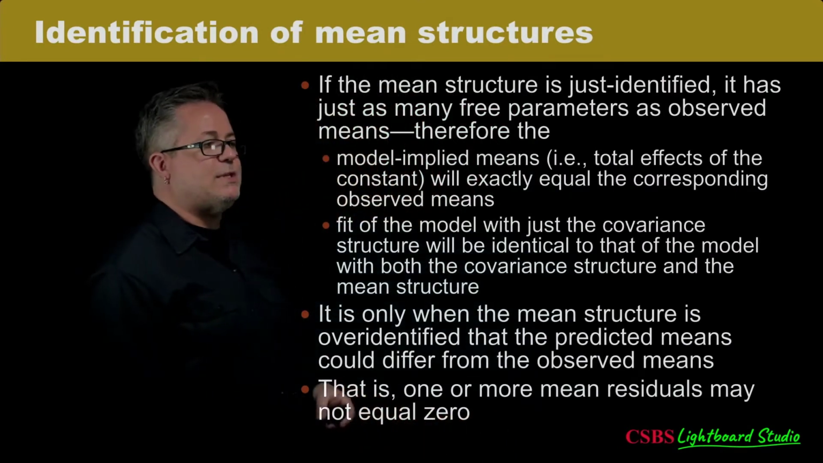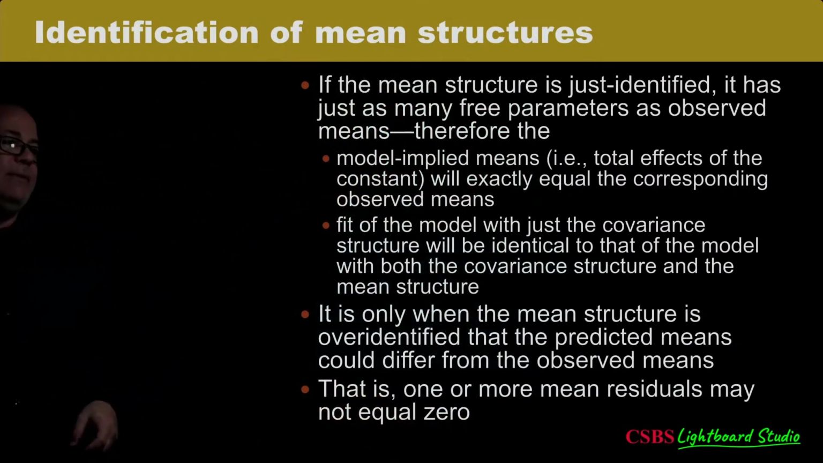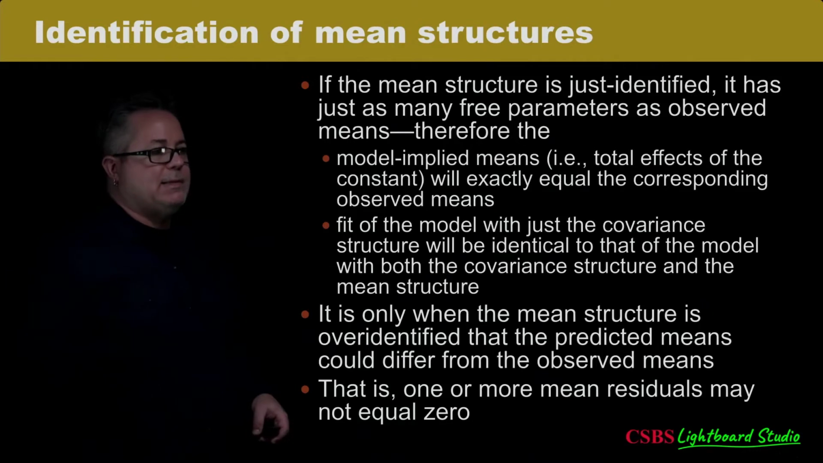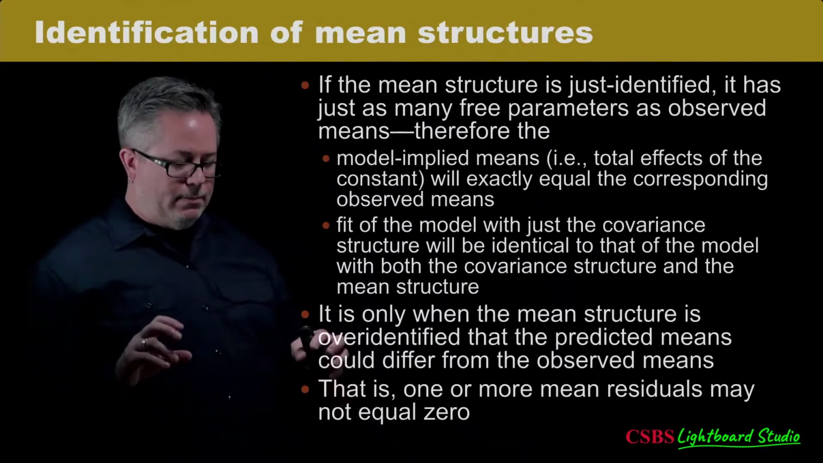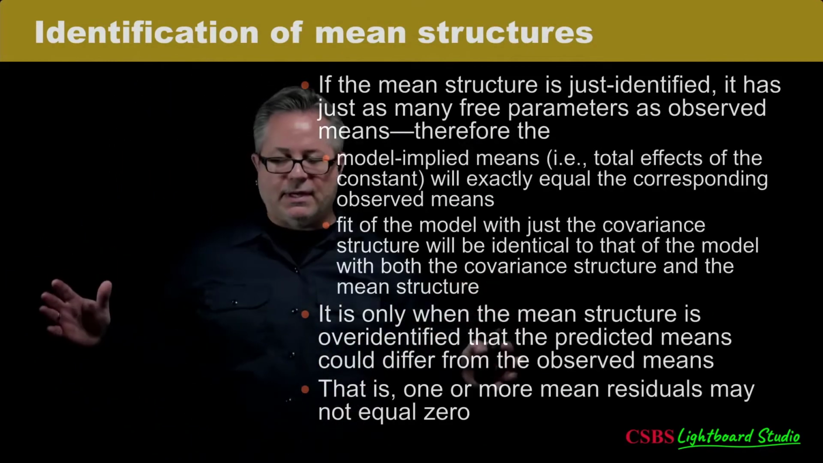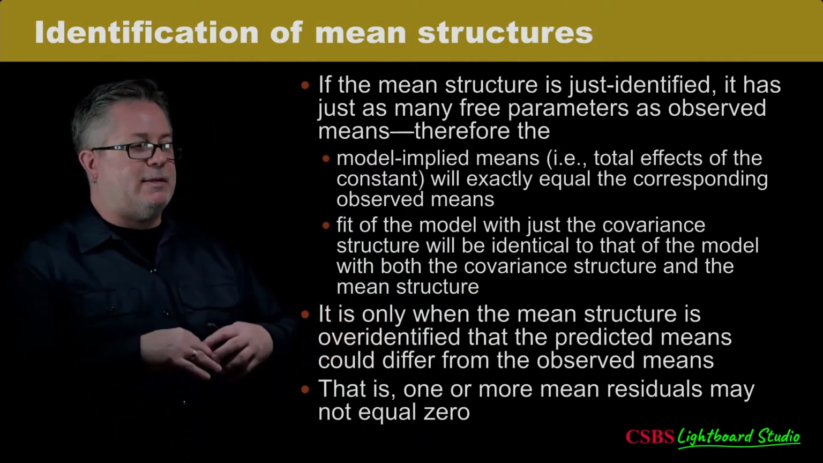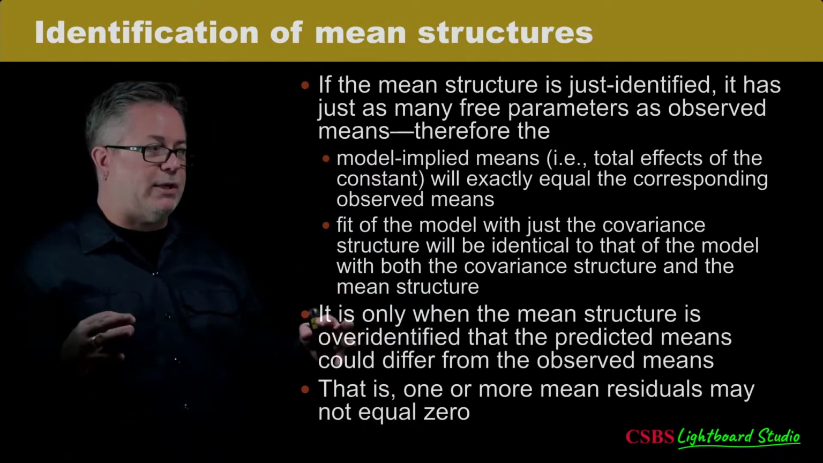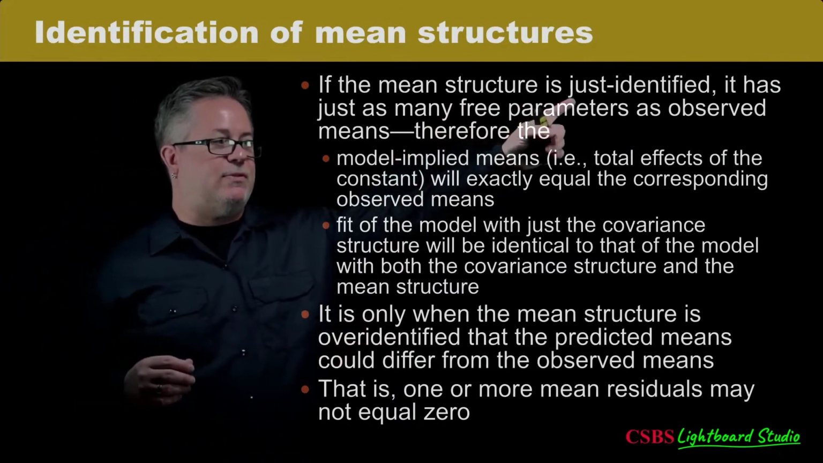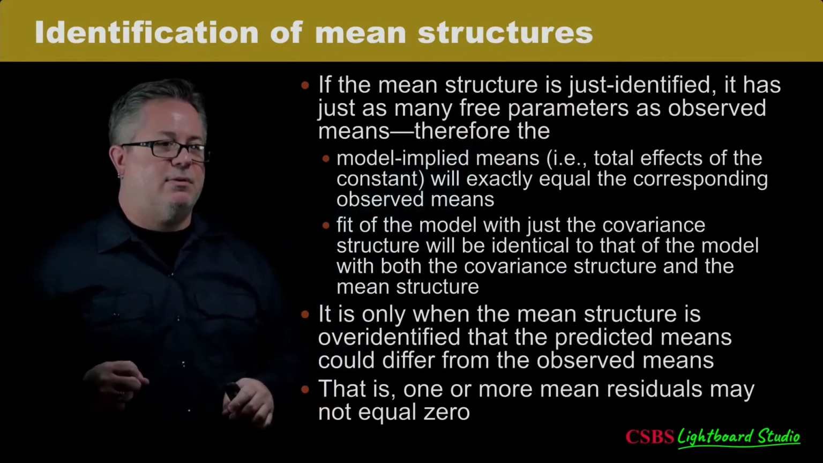If the mean structure is just identified, it has as many free parameters as observed means. Okay, so that means I have 10 variables, I have 10 means, and in my model I'm estimating 10 means and intercepts. Great. I have a just identified mean structure. With me so far?